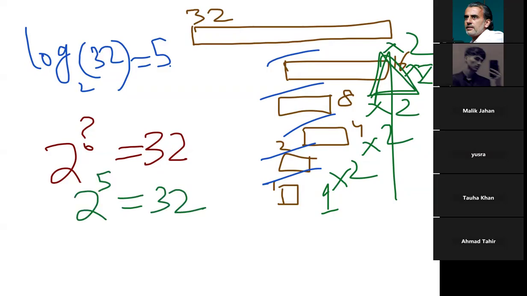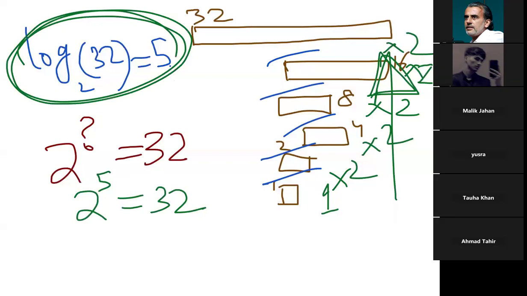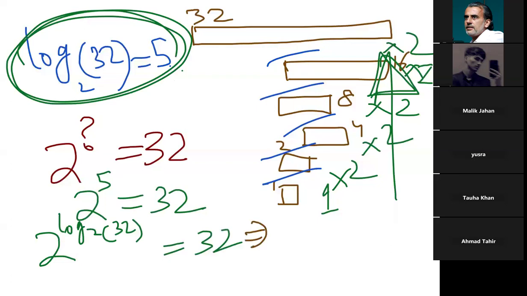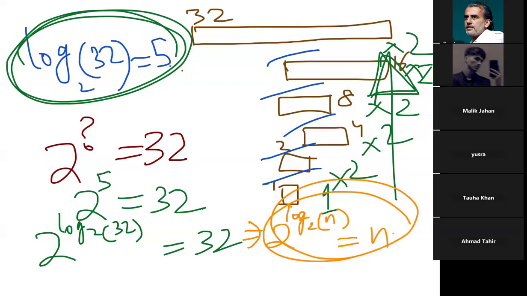So what is the relationship of 5 and 32? That's what we have figured out at the start, that 5 is log of 32 base 2. So we can write that thing as 2 raised to power log base 2 of 32, and that equals 32. Or in general, the kind of stuff which we used in our derivation was that 2 raised to power log base 2 of n is n. So does this clarify your last question? The question was how did we land to n?